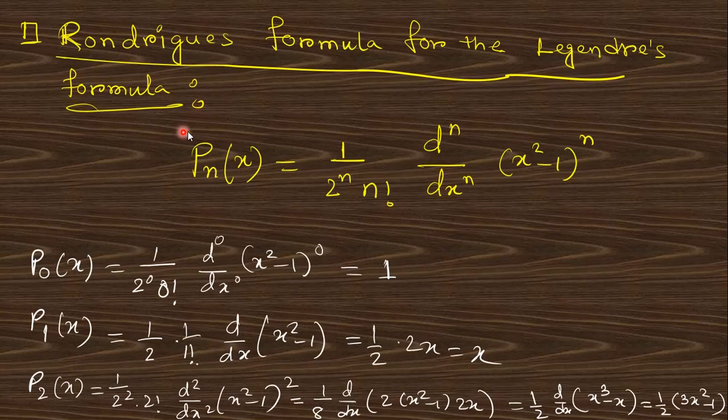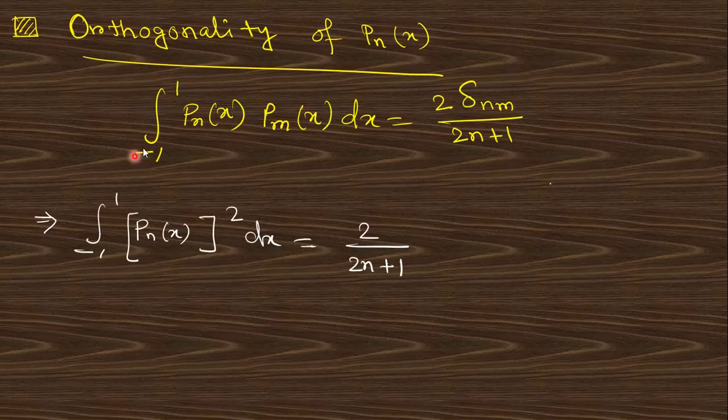Rodrigues' formula. By this formula you can obtain this relation. Just put this value, you will get it. And this is the orthogonality property of the Legendre functions, delta mn. This is the Kronecker delta function. When m and n are the same you will get 1, otherwise it will be 0.